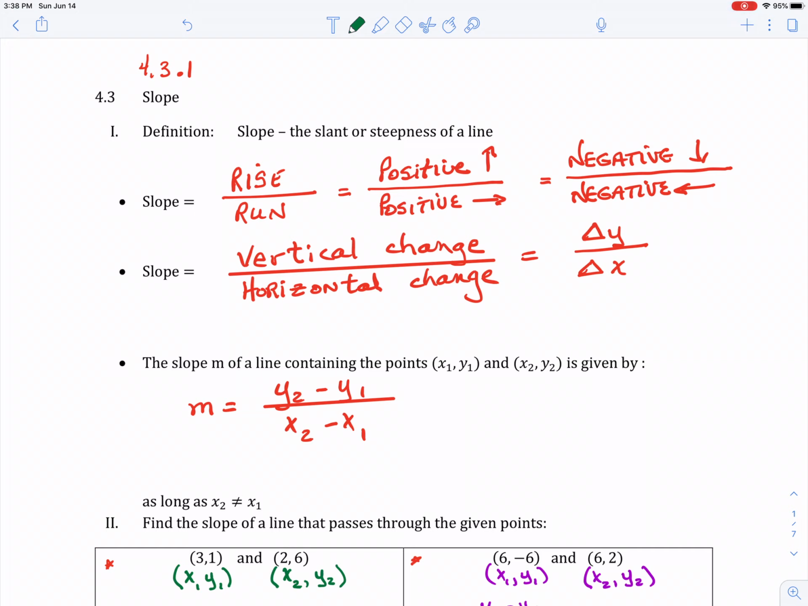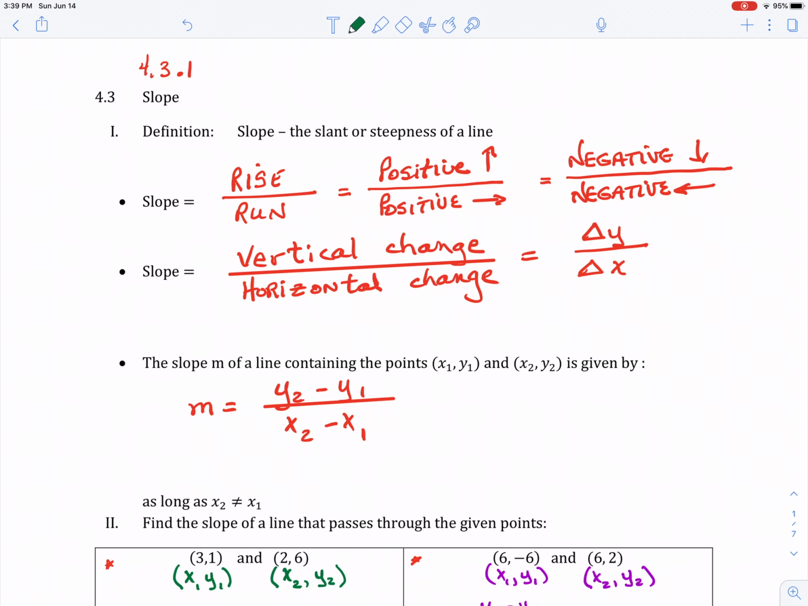Excuse me, and it's the change in y. So you see y sub 2 minus y sub 1 in the numerator, and the change in x on the bottom, x sub 2 minus x sub 1. Those subscripts don't have anything to do with arithmetic, like squaring or cubing or anything like that. They just identify first and second. So when you see a sub 2, that's different from a sub 1, identifying a first value from a second value.